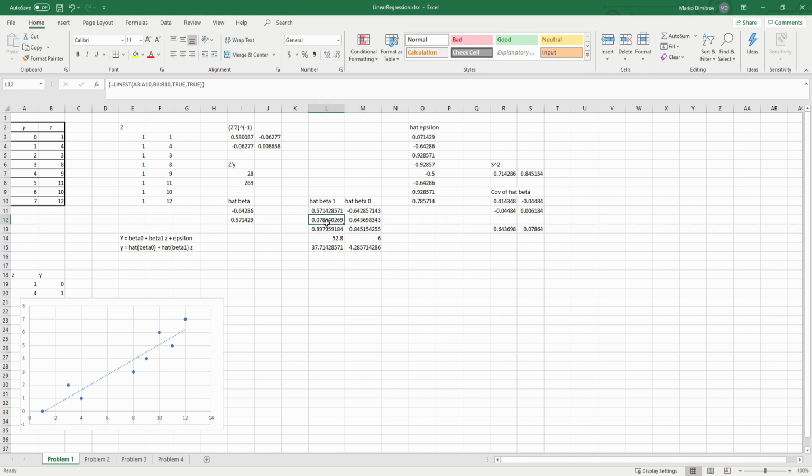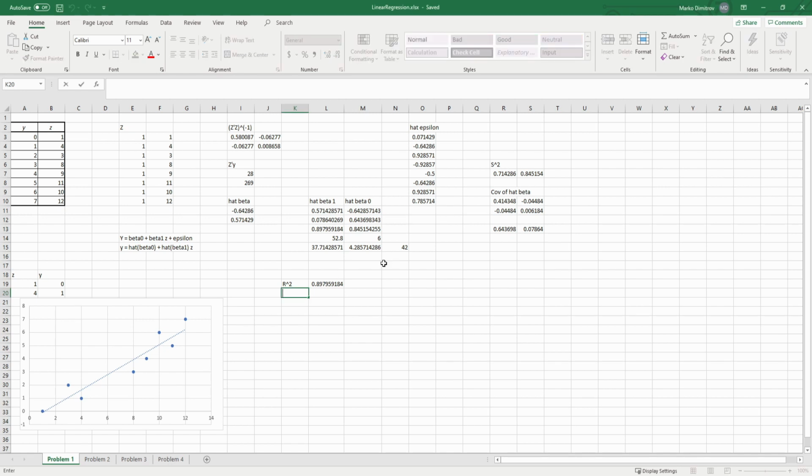Then this coefficient of determination can be obtained as the regression sum of squares divided by the total sum of squares. The total sum of squares about the mean is this one, so 42. And the coefficient of determination is when we divide this regression sum of squares by the total. So this is our R squared, the coefficient of determination.